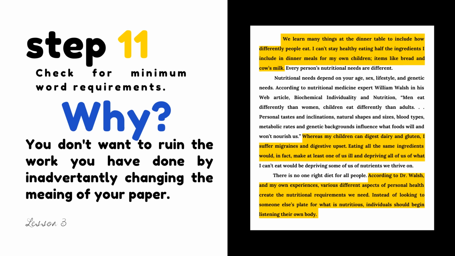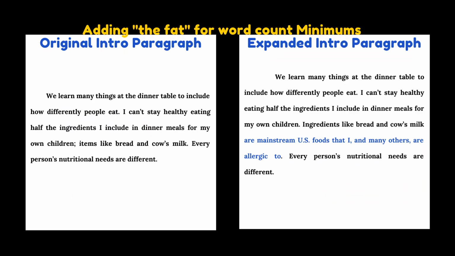So if you are happy with the meaning of your paper so far, only modify steps 6 through 10. These highlighted portions are those sections of the paper. So, adding the fat for word count minimums. To the left, you see the original intro paragraph, and to the right, you see the expanded intro paragraph.